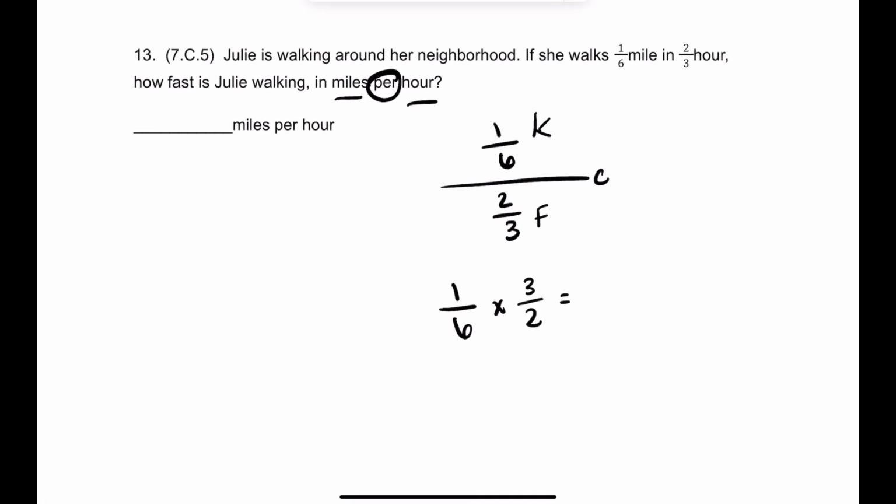1 times 3 is 3. 6 times 2 is 12. So your simplified version here is going to be 3/12. I'm going to actually go ahead and divide it, which gives you 0.25. So that means it's going to be 0.25 miles per hour.